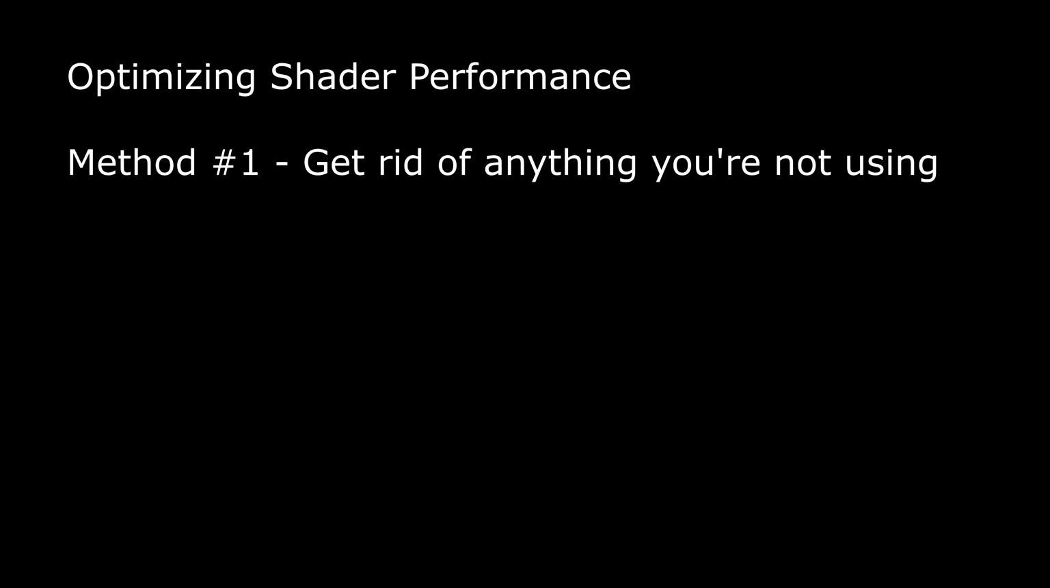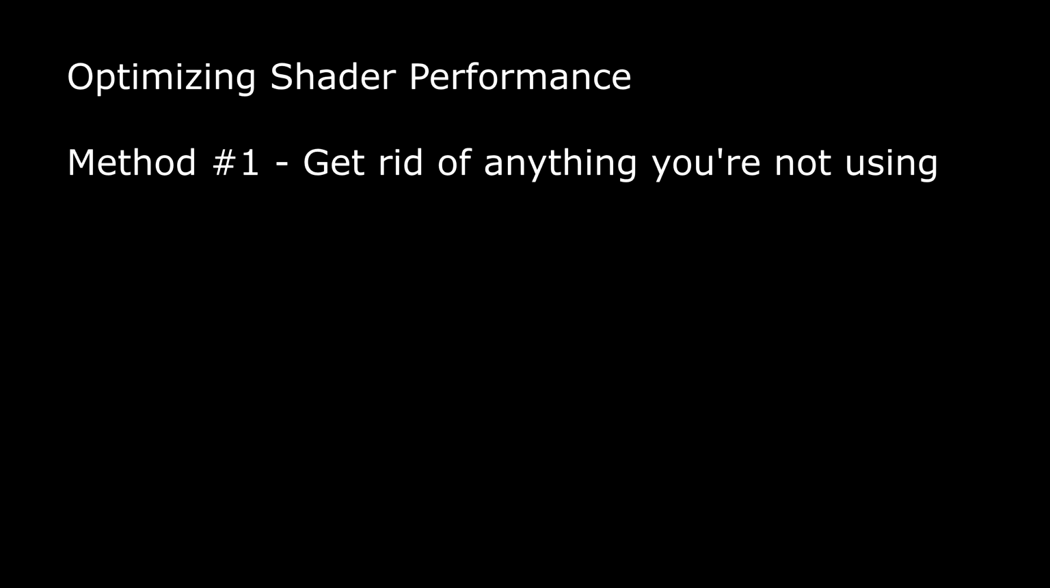The first method is just to remove things. So if there are things in your shader that you're not using, if you're sampling textures that are just completely black and they're not contributing anything, if you're doing a bunch of math but the math results in a value of 0 and you can just throw it away, you want to go in with an axe and chop your shader and get rid of anything that's not used.